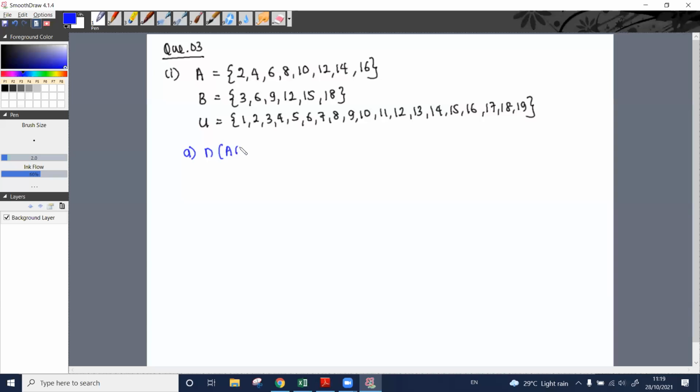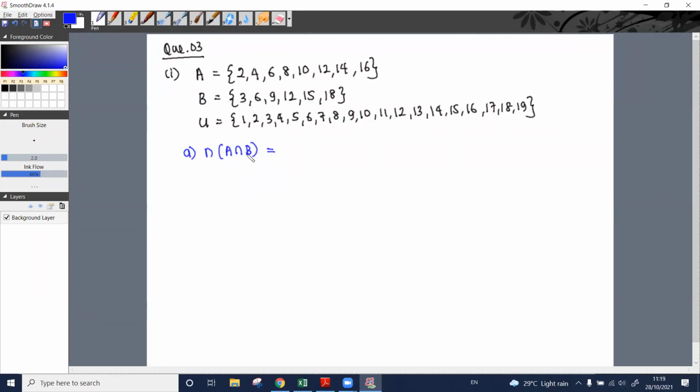N of A intersection B. Do we need to find the probability or the number of elements? We need to find the number of elements. Here we have n. If it were p without the n, it would be a probability. But here we have n, so we need to write the number of elements. A probability should be between 0 and 1, but here the number of elements can take any value.